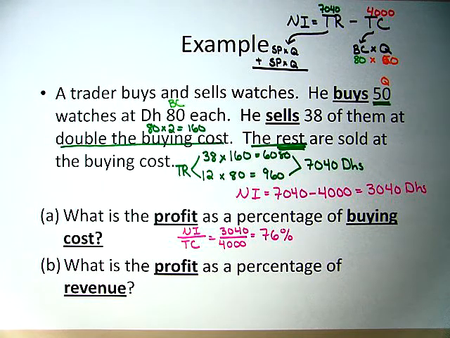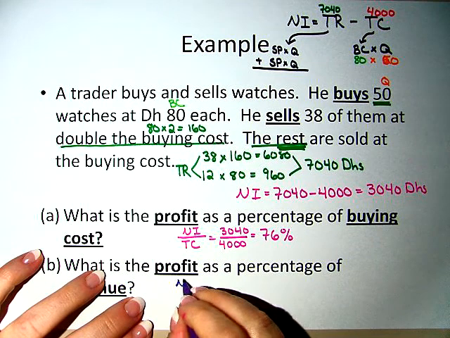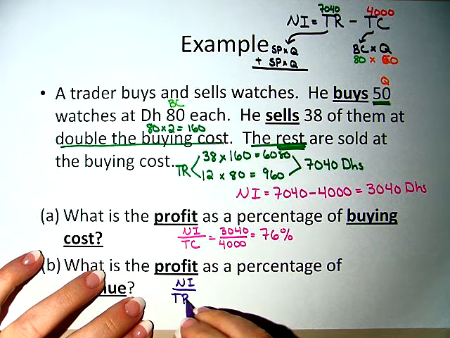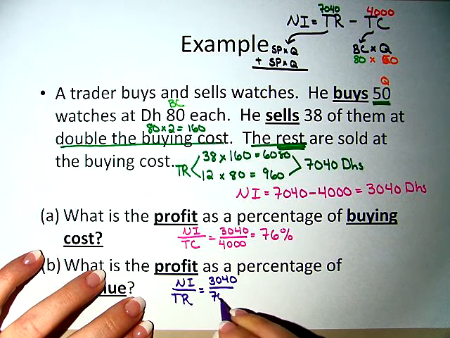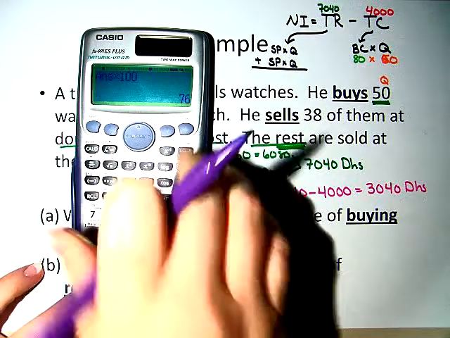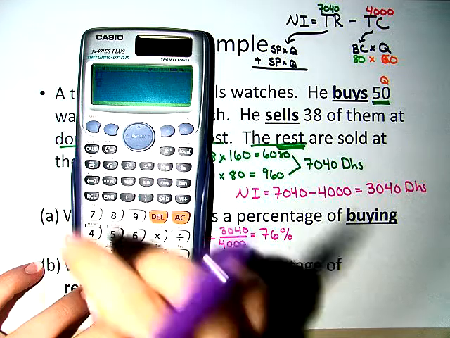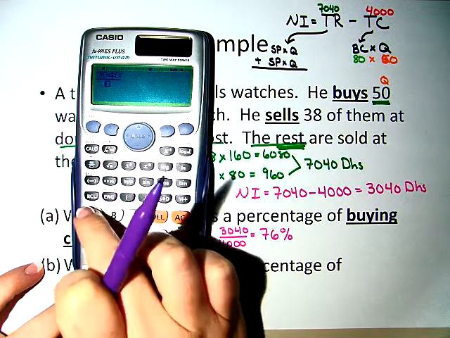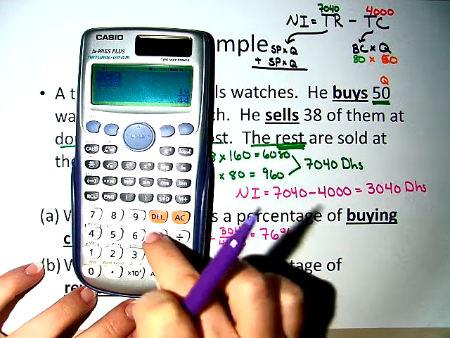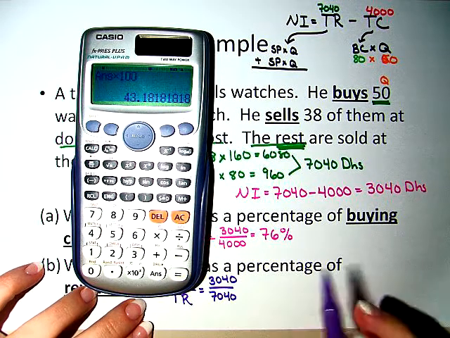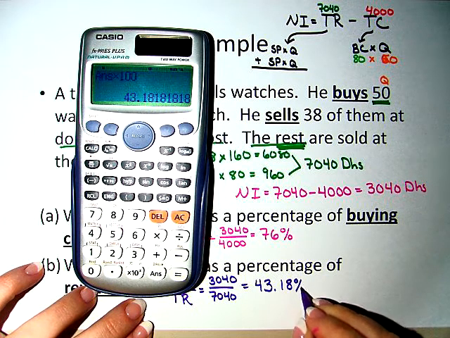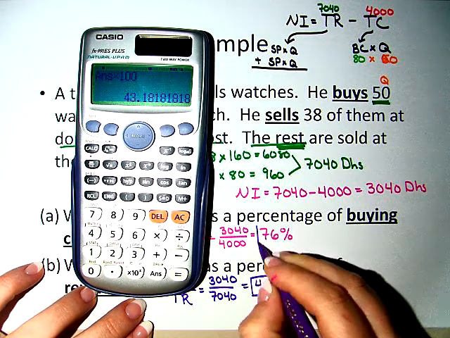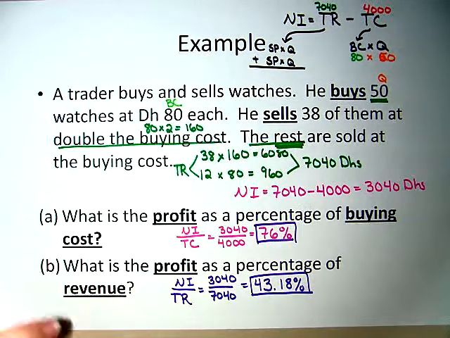The next question. What is the profit as a percentage of revenue? Okay, that would be my net income over my total revenue. Once again, my net income is 3,040. My total revenue was 7,040. Remember, we still have to multiply by 100. So, fraction 3,040 over 7,040 times 100, and change it to a decimal, that puts it at 43.18%. And there's the answer to this question.